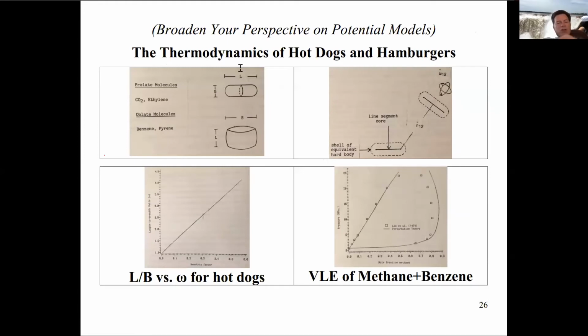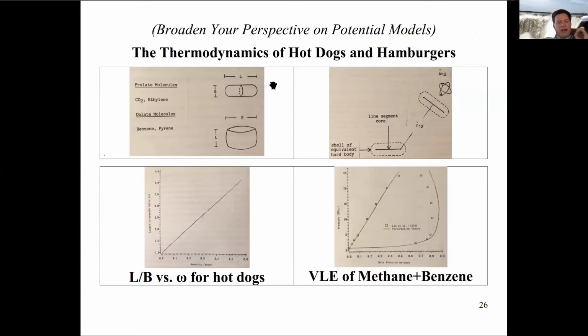So now, before I show you too many results, I want you to just sort of open your mind and think about different ways of describing the interactions between molecules. One of those ways, which I'm hoping will open your mind and maybe lighten the mood in a pandemic, is to think about the thermodynamics of hot dogs and hamburgers.